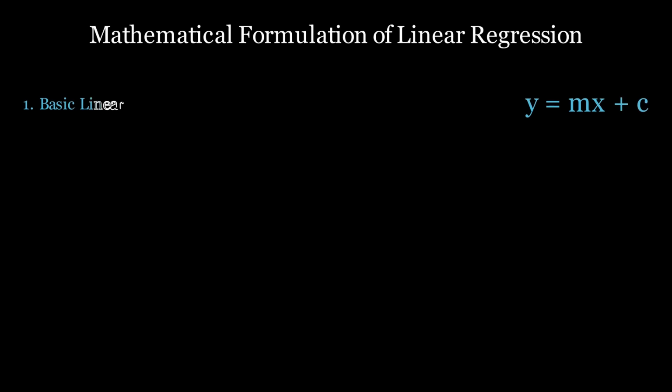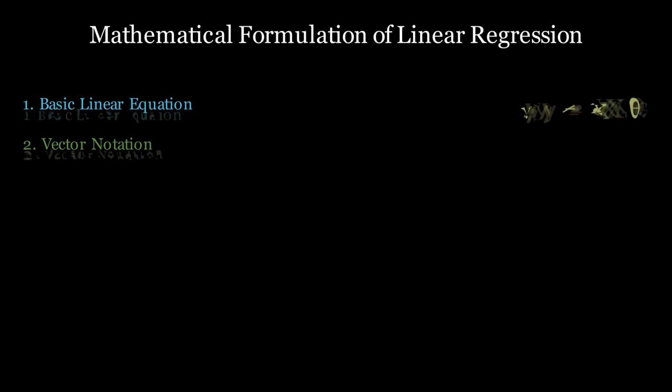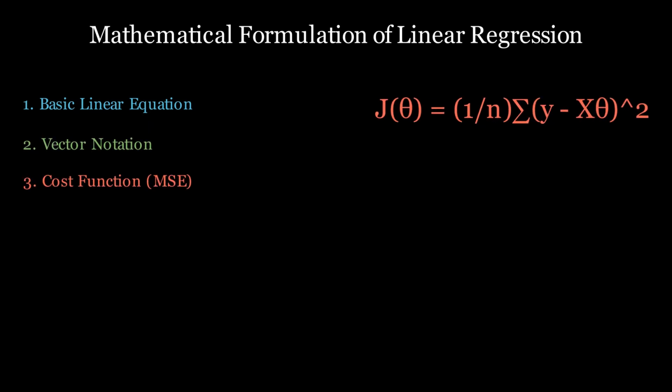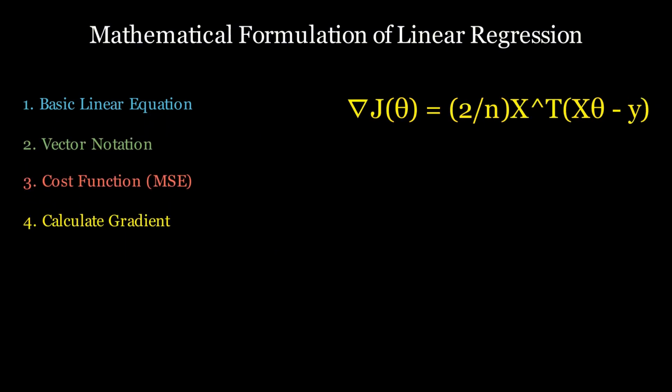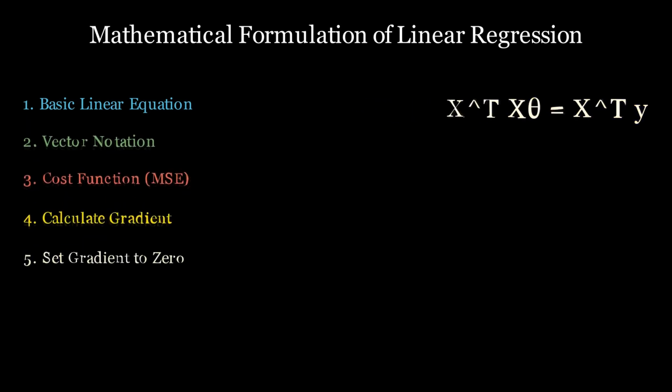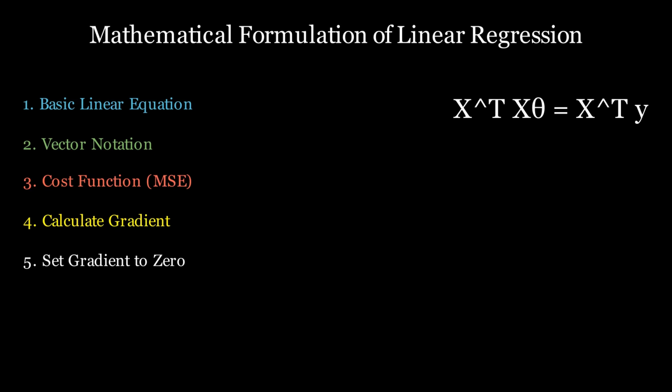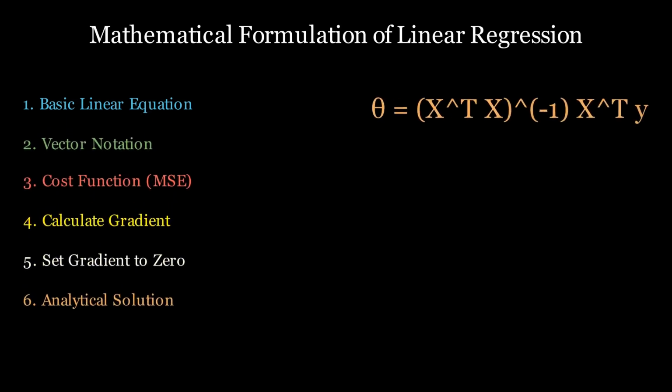So to just summarize the mathematical formulation of linear regression, we started off with a basic linear regression equation, y is equal to mx plus c. We typically don't write it like this. We use the vector notation, which is really handy, makes life a lot easier. And then we have a cost function, which gives us a measure of performance. We want to minimize this. To minimize this, we calculate the gradient of the cost function, set that gradient equal to 0, and we try to find theta. And that gives us an analytical solution to the problem.